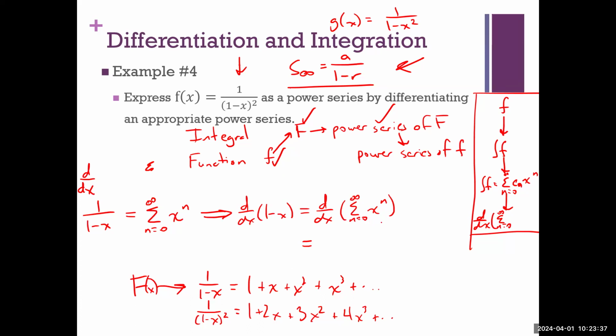Go ahead, I'm sorry. Why is it 1 minus x? No, 1 minus x to negative. No, yeah, I just wrote it down wrong. Thank you.